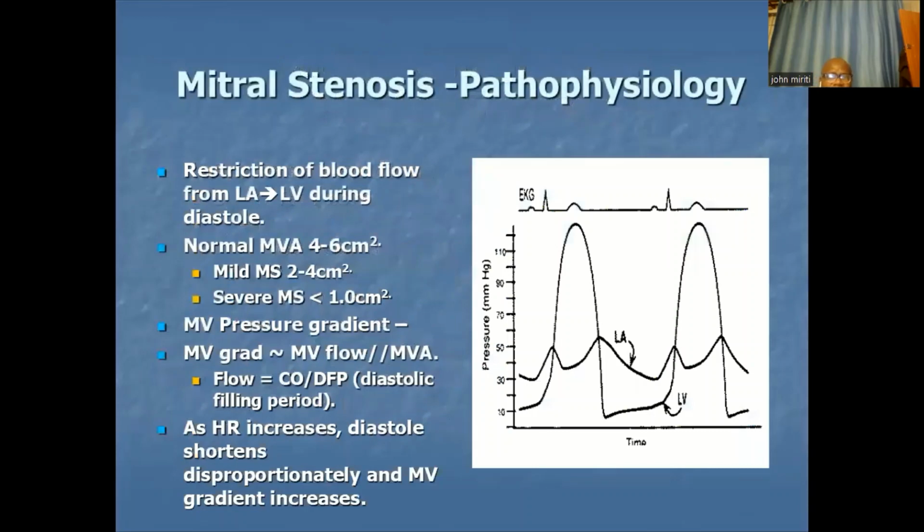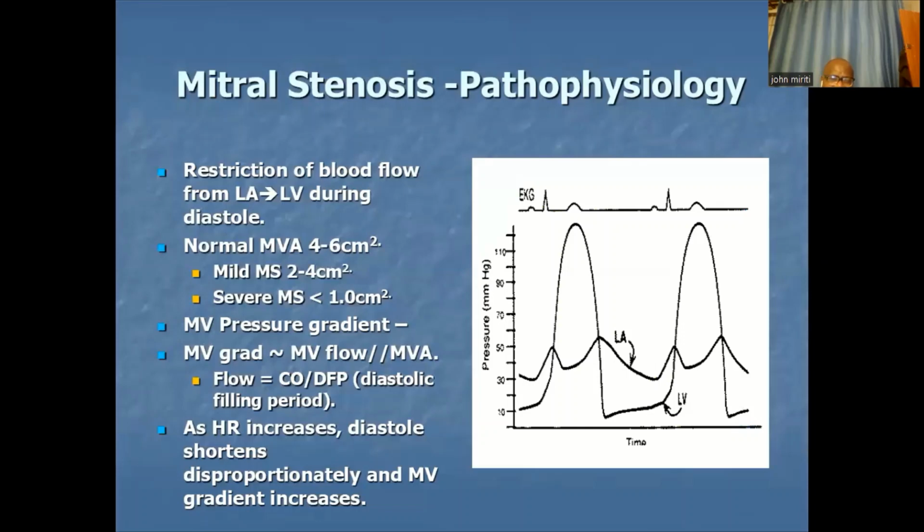The mitral stenosis pathophysiology is that there is restriction of blood flow from the left atrium to the left ventricle during the diastolic phase. The normal mitral valve area averages 4 to 6 centimeters squared. In mitral stenosis, it is 2 to 4 centimeters squared, and in severe mitral stenosis, it is less than 1 centimeter squared.